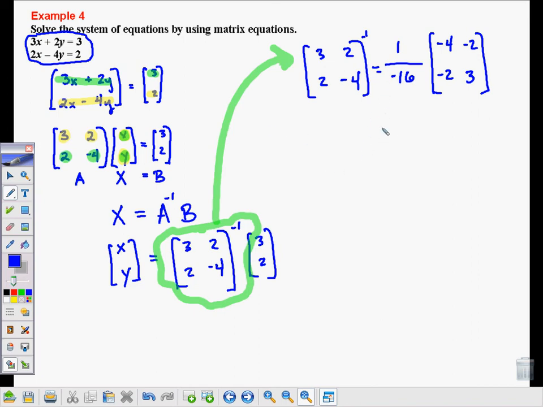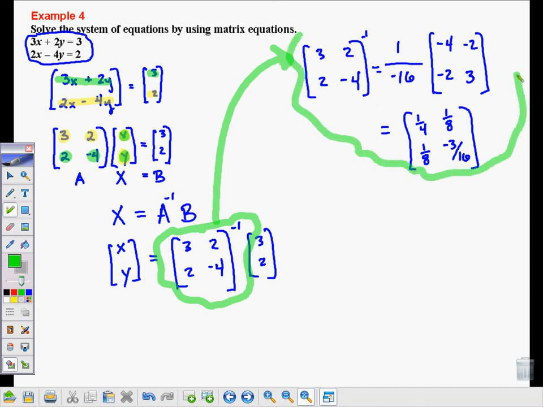So now I just need to multiply that out. That gives me 1/4, and then 1/8, and then another 1/8, and then, ew, that one's an ugly one, negative 3/16. And that's just distributing the negative 1/16 to each element inside the matrix. So we've got that figured out. We figured out what the inverse was. And so now we can figure out what x and y are.